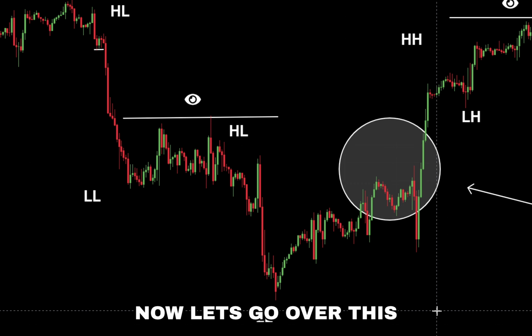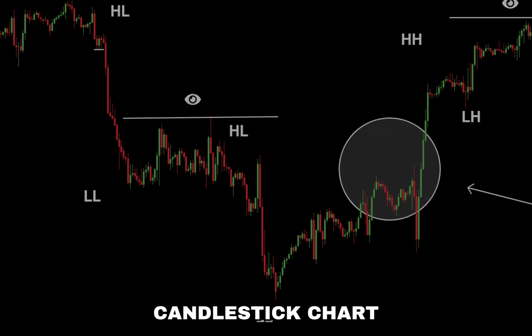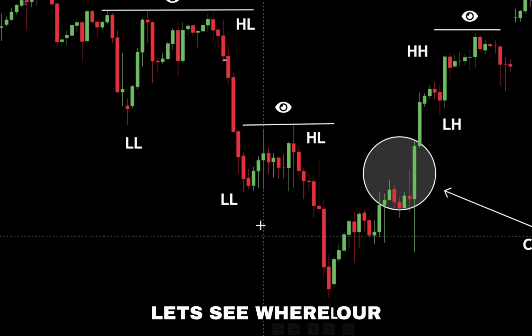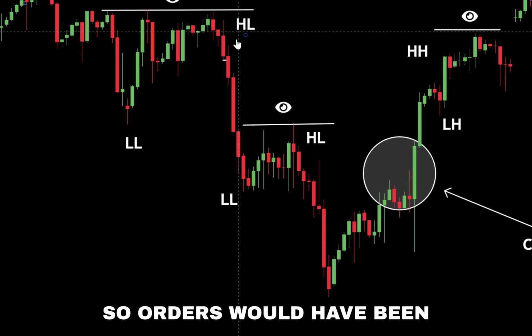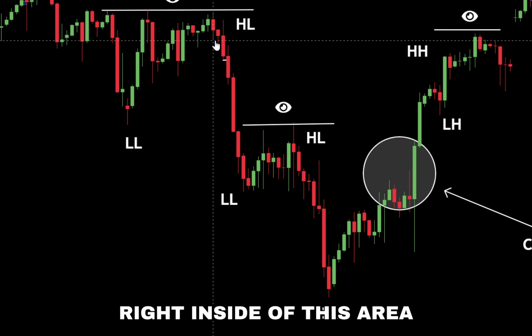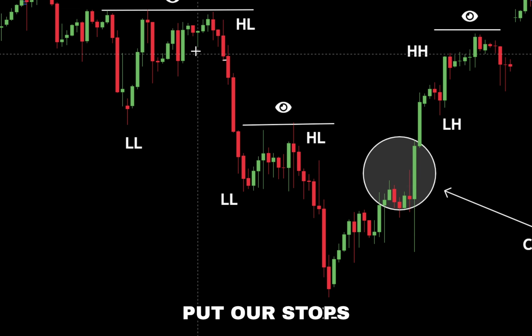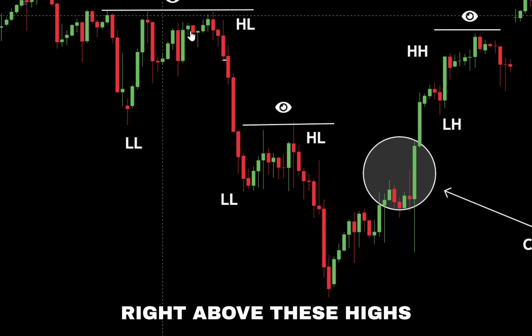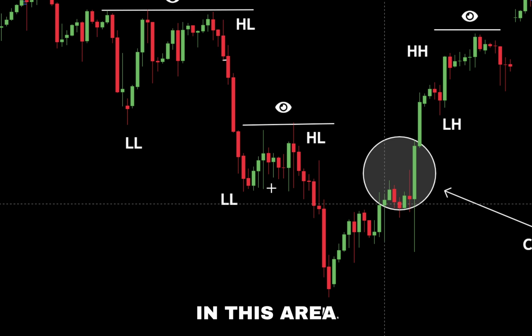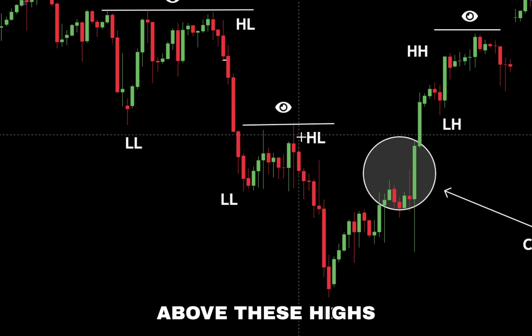Now let's go over this same example, but on our candlestick chart. If we look carefully at the chart, let's see where our sell orders would have been. Let's say we're selling right inside of this area. We would most likely put our stops right above these highs. The same thing in this area, we would put our stops right above these highs.